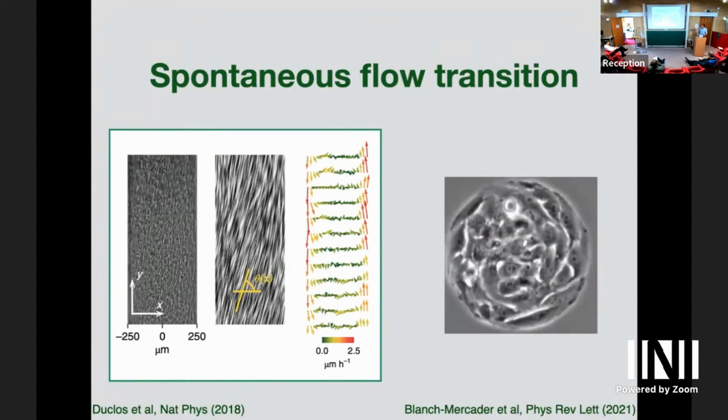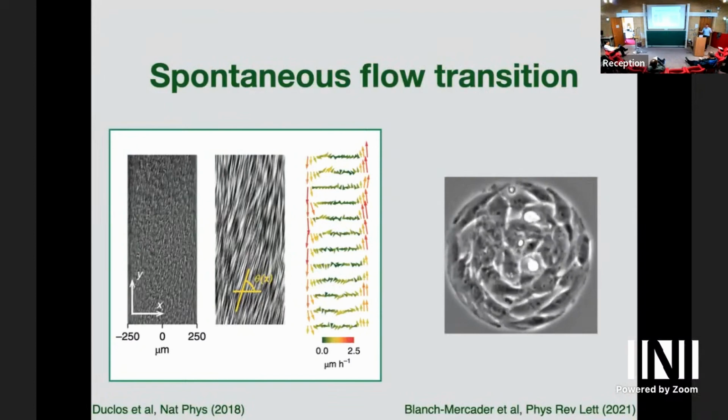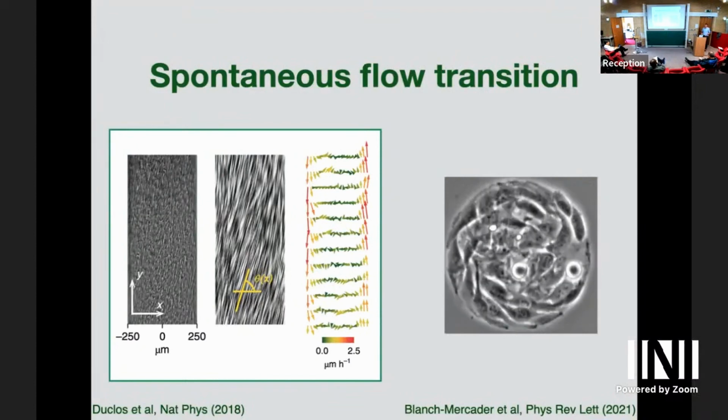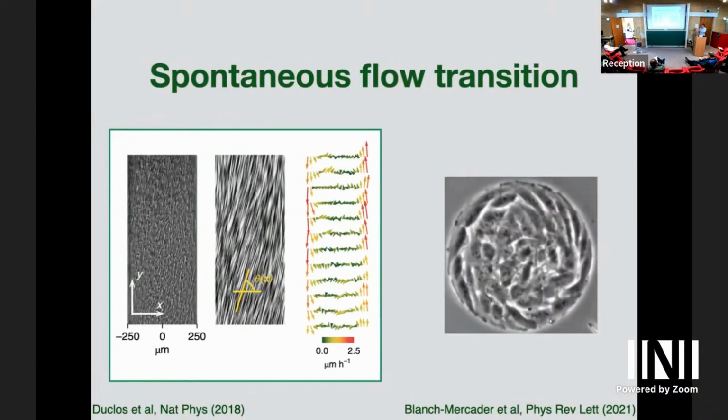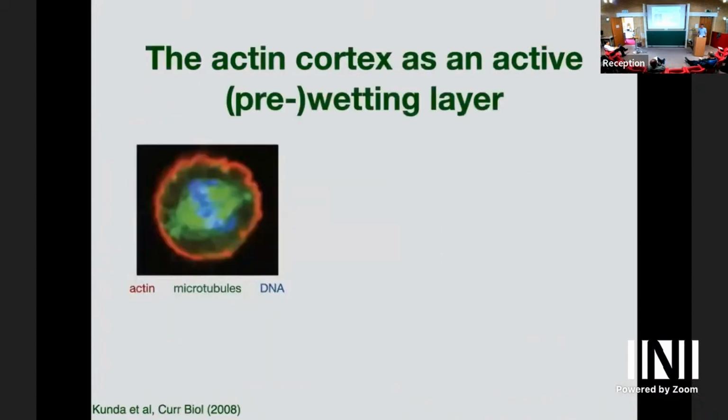Good. So this is only to show you that you can have a really very interesting effect by having active polar gels, namely the spontaneous flow transition. And now I want to go back and come again to the actin cortex, and would like to show you how you can use this active gel formalism to get some information about the cortex.